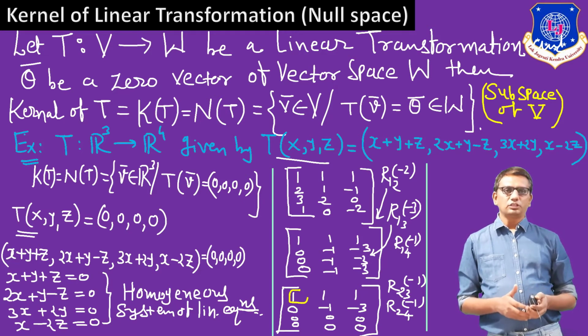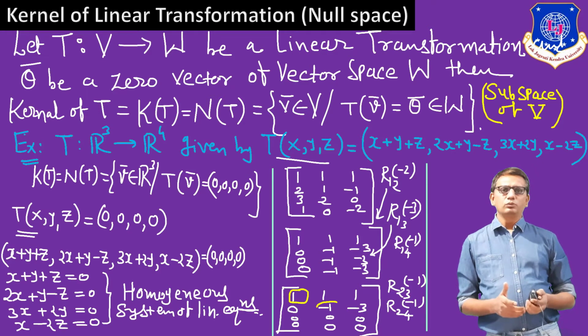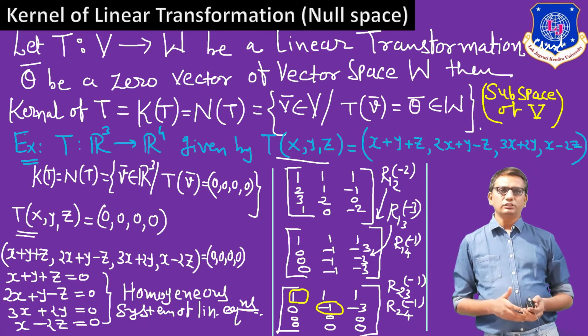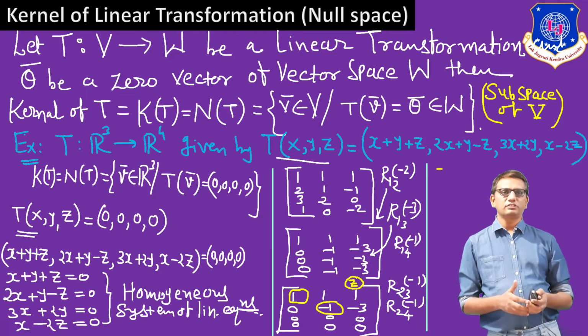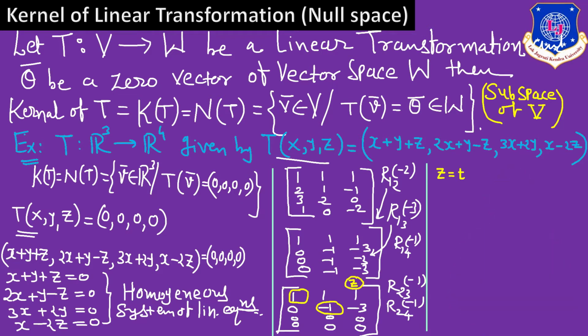So the kernel is nothing but a homogeneous system of linear equations, and after applying the Gauss elimination method, we have two leading elements in the solution. Here the first row, first column is a leading one, and the second row, second column is also a leading one, but the third column is the z column and it is a free variable column or non-pivot column. So z = t is our parameter, also known as a free variable, where t is any scalar, t belongs to R.